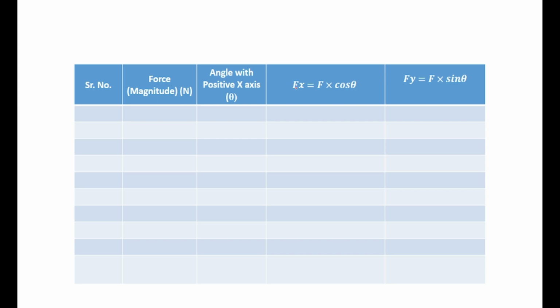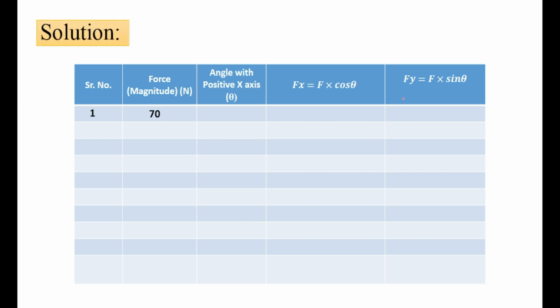The next is fx is equal to f cos theta and fy is equal to f sin theta. So don't worry about which side has a cos theta and which side has sin theta. So there is no confusion. Always fx is equal to f cos theta and fy is equal to f sin theta. So now we'll start with the solution.